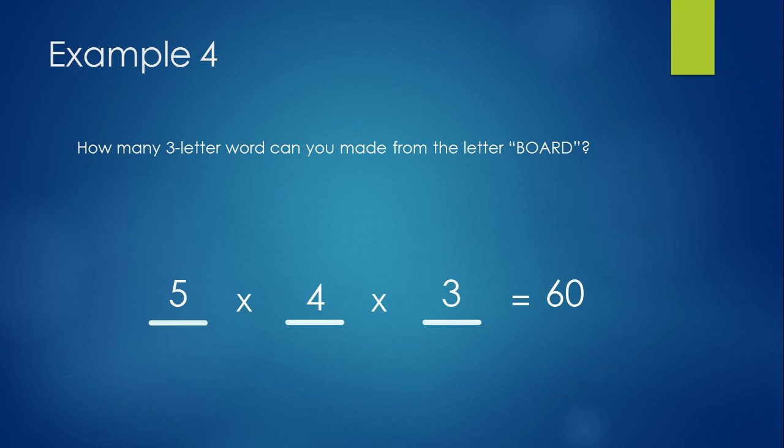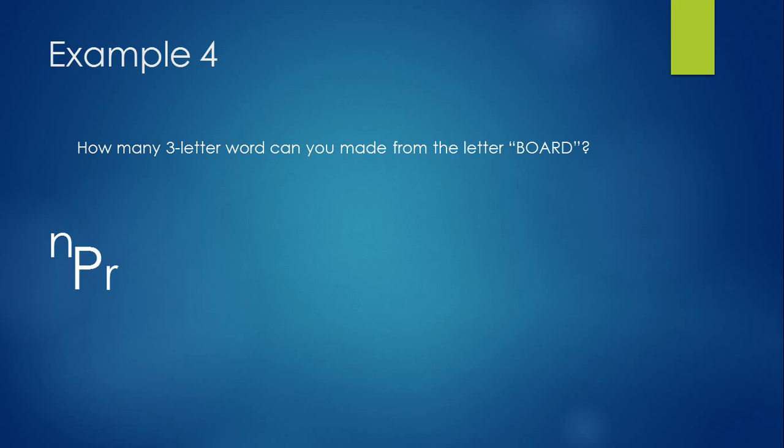By following the formula, it would be the nPr formula, which is 5P3, and is equal to 5 factorial over quantity 5 minus 3 factorial, which is equal to 60.